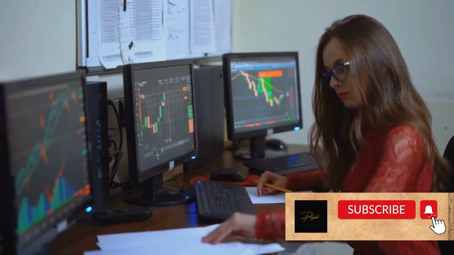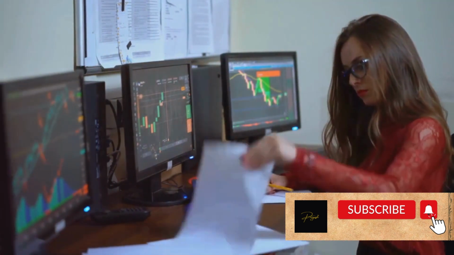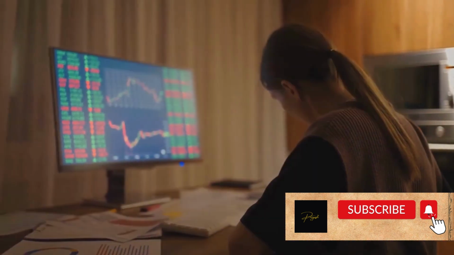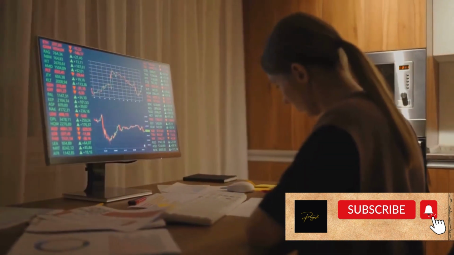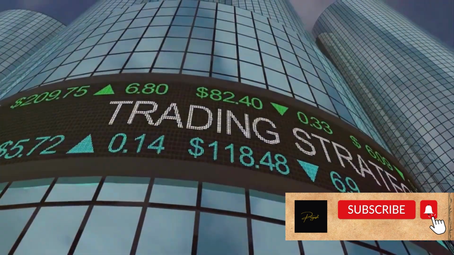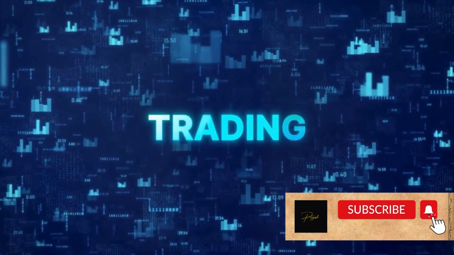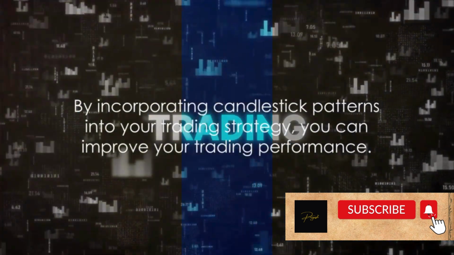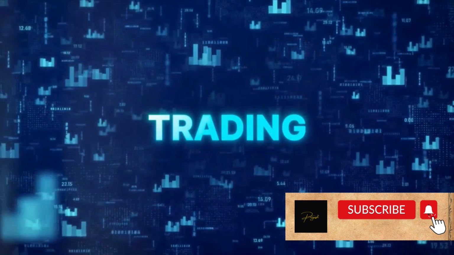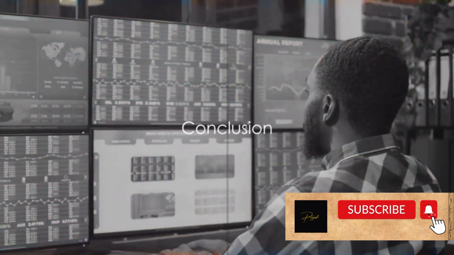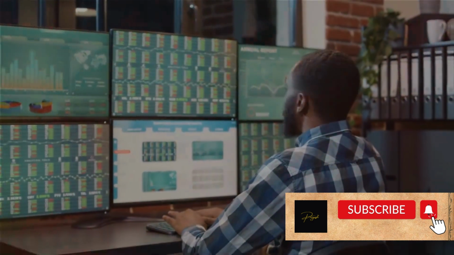In essence, candlestick patterns are not standalone tools. They should be used in conjunction with other technical analysis tools and within the framework of a well-defined trading strategy. This way, you can maximize their potential and improve your overall trading performance. By incorporating candlestick patterns into your trading strategy, you can improve your trading performance. Understanding candlestick patterns is a crucial skill for any trader.